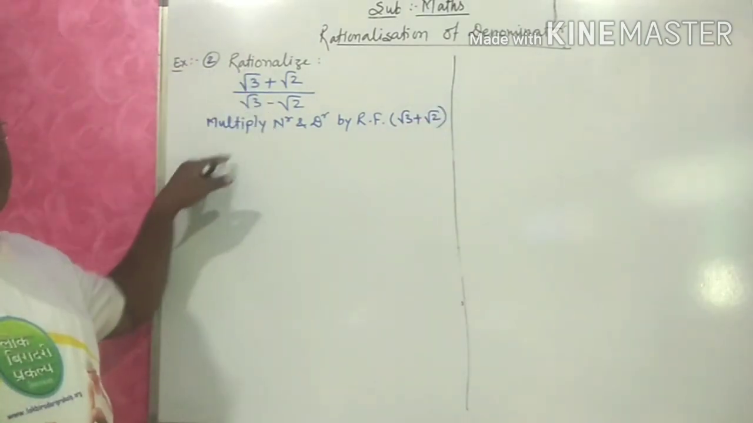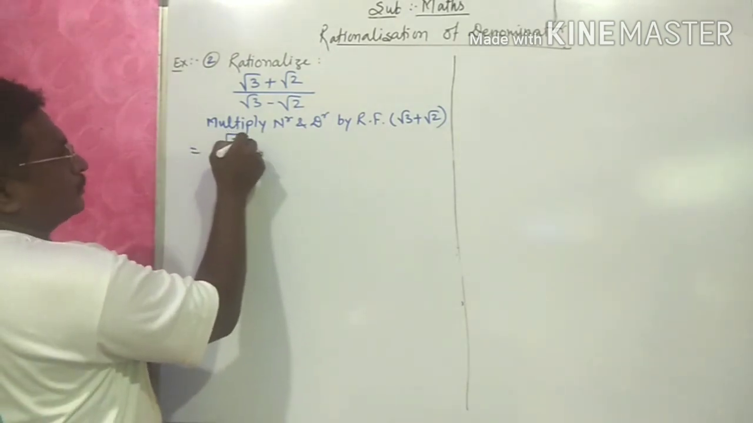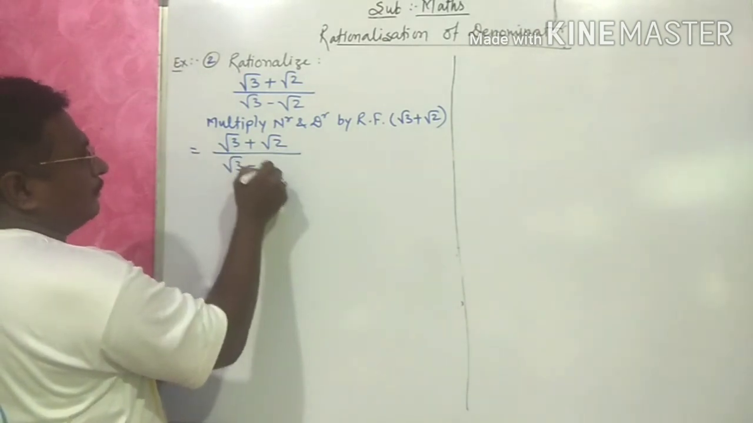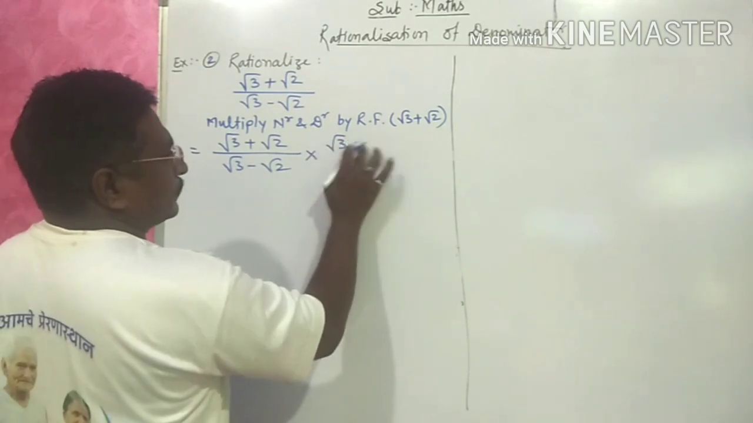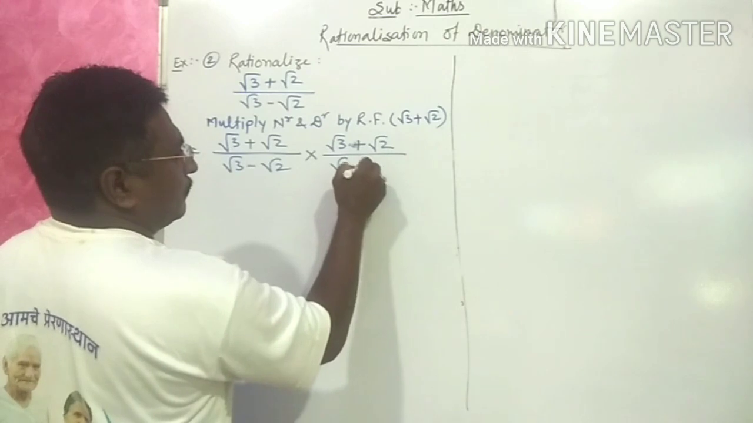Understood, student, this rationalizing factor? Now we have to multiply (√3 + √2)/(√3 − √2) into (√3 + √2)/(√3 + √2).